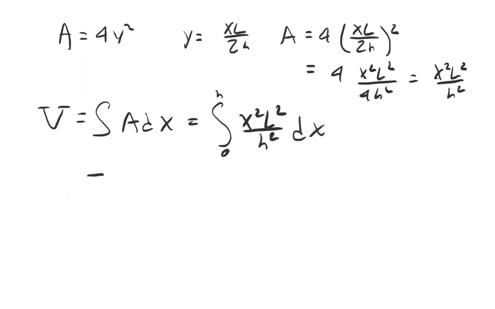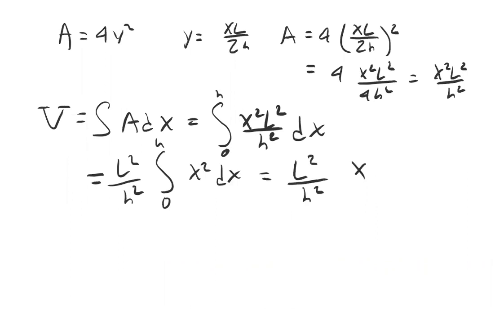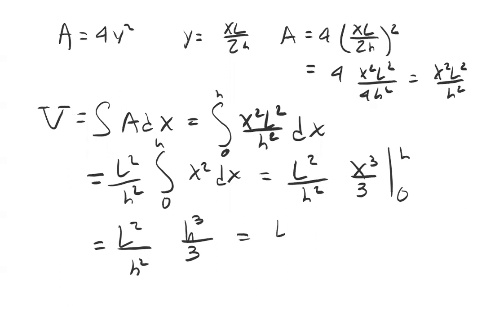Now this is an easy integral to do. L squared over h squared, integral 0 to h, x squared dx. Pull out the constants: L squared over h squared, x cubed over 3, evaluated from 0 to h. This then is L squared over h squared, and then I get h cubed over 3 minus 0. So then this is L squared h over 3 for my final answer.